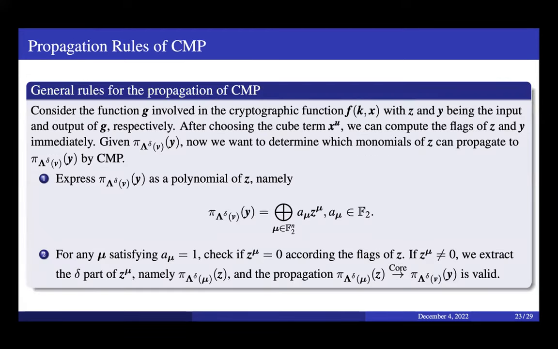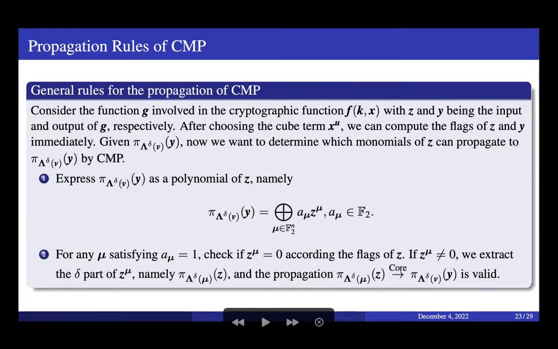This may sound a bit complicated. So next, we give the general propagation rules for the CMP. As mentioned before, the co-monomial prediction is always considered under cryptographic function f and a cube term x to u. Still, we consider the function g sending z to y. Now, given the delta part of y to v as this, we want to determine which monomials of z can propagate to it by CMP.